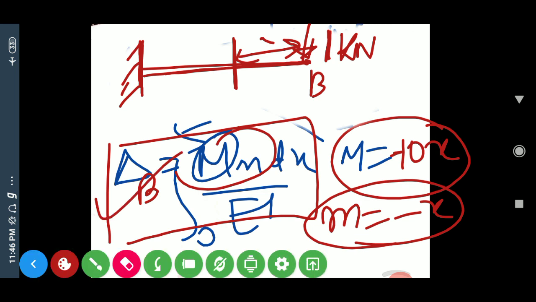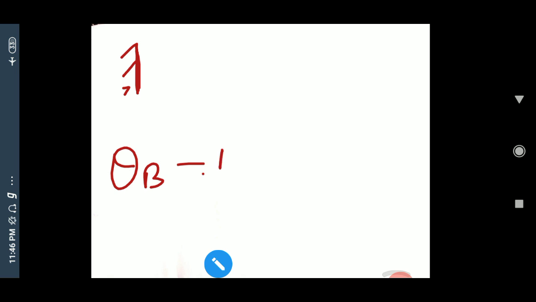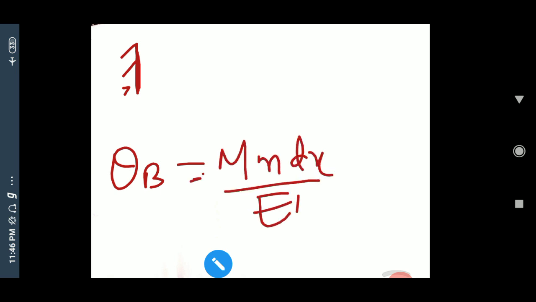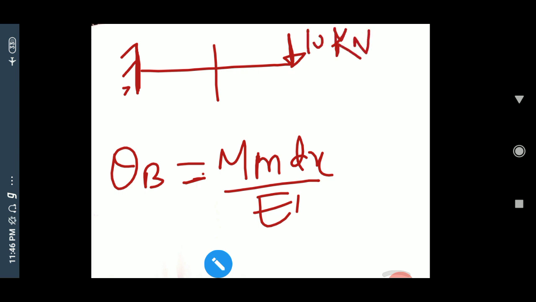Okay, but in the next scenario, what we had to find, we have to find the slope at B. So what we did, it was actually integral of capital M small m dx by EI. We had this capital M, which was the moment due to the actual load. Actual load was 10 kilonewton. So the moment acting here was 10 into x, so we had 10x with negative sign.